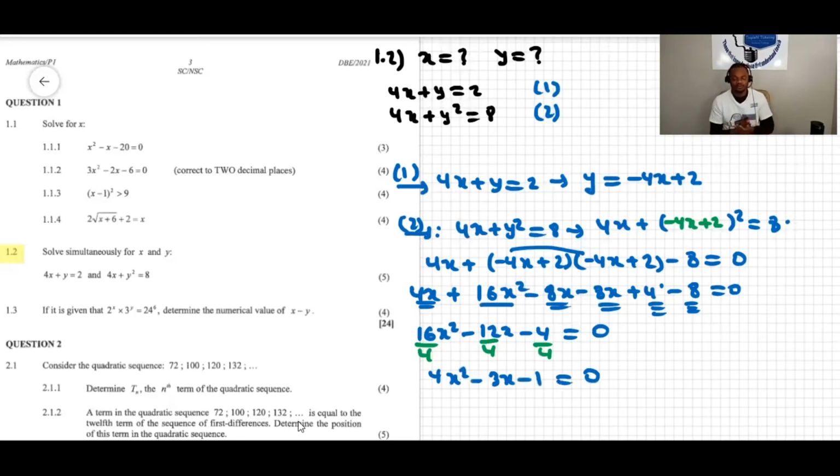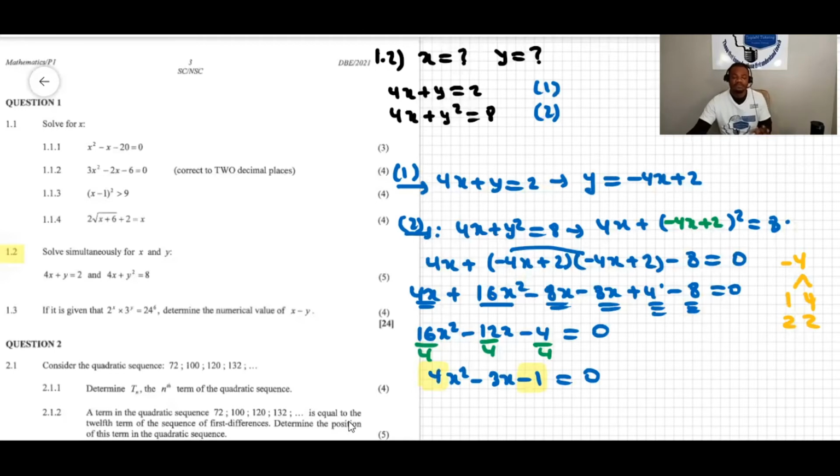Now we have a trinomial to solve. To solve this, we look at the leading coefficient, meaning the coefficient of x squared. Here, the leading coefficient is 4. So we do 4 times negative 1, and that makes negative 4. Then we list the factors of 4. They are 1 and 4, because 1 times 4 makes 4, and 2 and 2, because 2 times 2 makes 4.